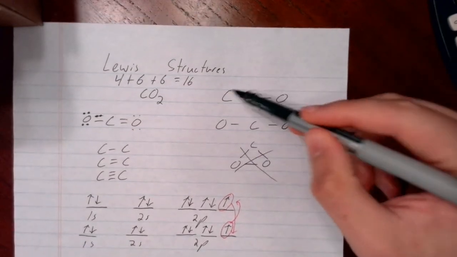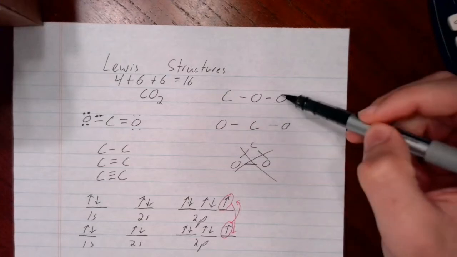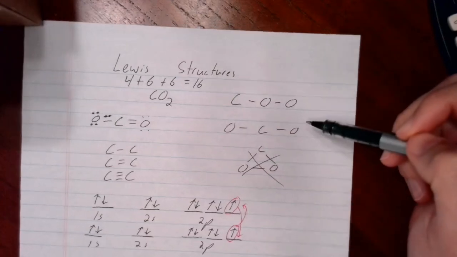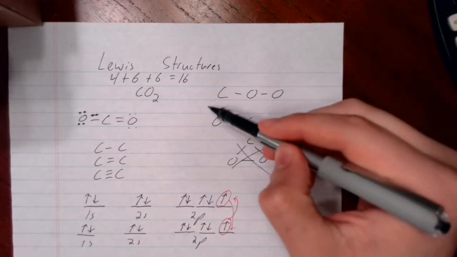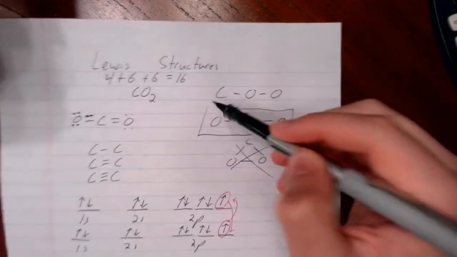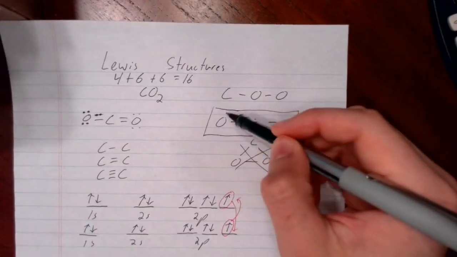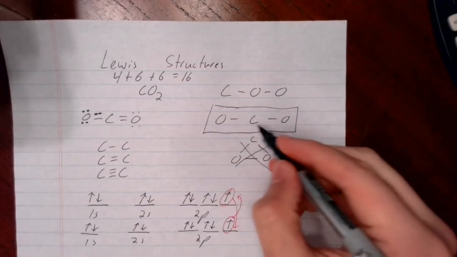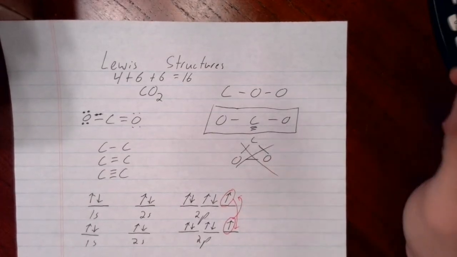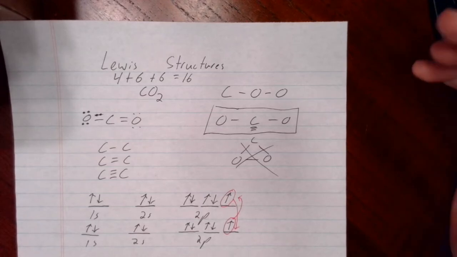So we had two options, carbon, oxygen, oxygen, or oxygen, carbon, oxygen. Symmetry is typically preferred, and this skeletal structure is more symmetric, so this is the one we go with. That's just our basic arrangement of atoms. In this arrangement, carbon is what we call the central atom. It's the one in the center of the molecule.